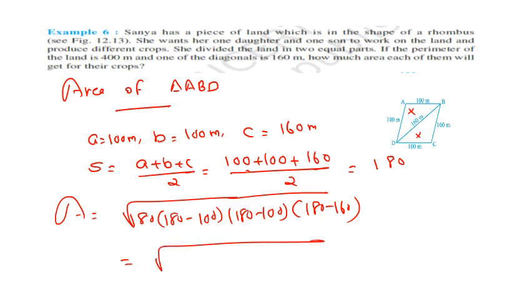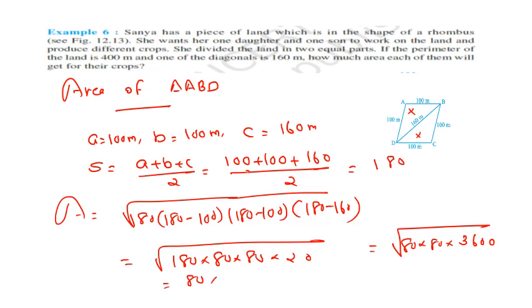Root of 180 into 80 into 80 into 20. 180 minus 100 is 80. So this we can write as 80 into 80 together. 180 into 20 is actually 3600. So 80 into root of 3600, which is 60. So answer is what?